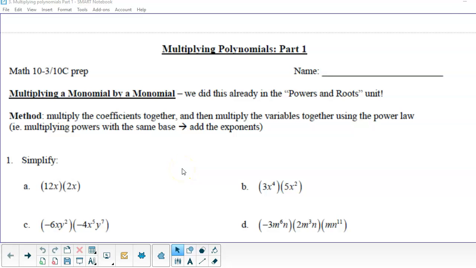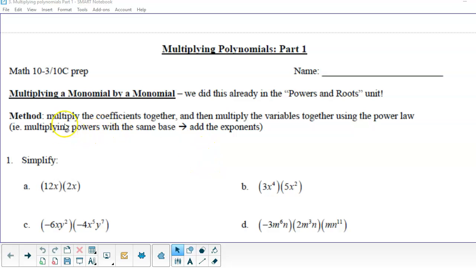Okay, so today we're going to look at multiplying polynomials. First of all, a monomial by a monomial. And really, we've already done this. When we reviewed powers and roots, we looked at multiplying, for example, if you look at B here, multiplying these factors together, and that meant multiplying the coefficients, multiplying the powers. In this case, they have the same base, so we add the exponents. So you do need to know those power laws for multiplying.